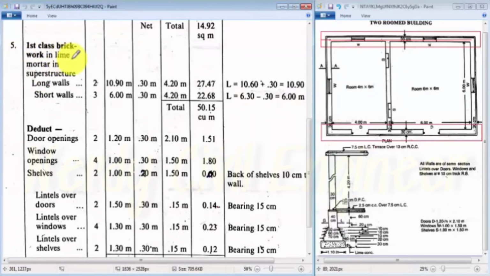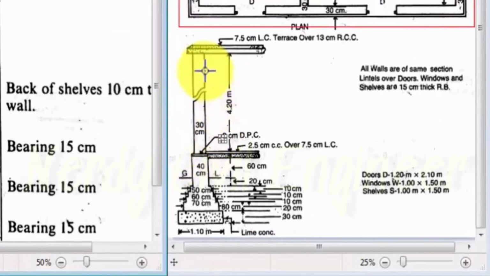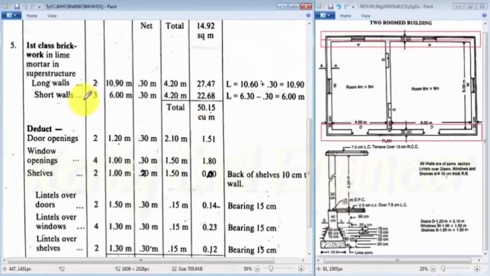So now we are talking about the first class brickwork in superstructure. That means the DPC is calculated, and up to the DPC, these components lie in the substructure of a building. When the superstructure starts, that means walls start. In superstructure there are walls, doors, parapets and roofs. Now for the length calculation, again use the initial length center to center, that is 10.60 for the long wall and 6.30 for the short wall.